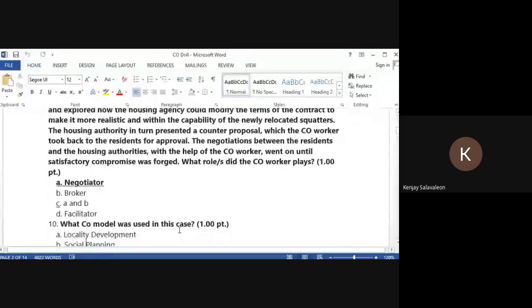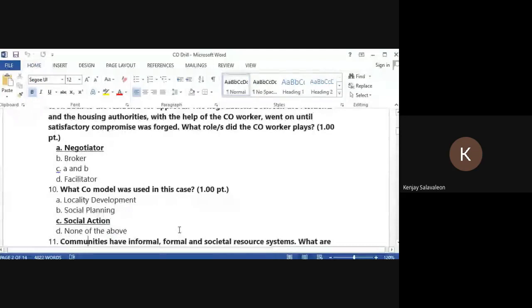Okay. And what CO model was used in this case? So obviously, it was social action. Kasi social action siya, it's because there is something wrong about the system, no? The legal system, it was written in the document. So makikita natin that social action is not that aggressive as you assume. No? As you might think na pag social action talagang nagrarally, nagprotesta, nagkakaroon ng aggression. But it was not, no?